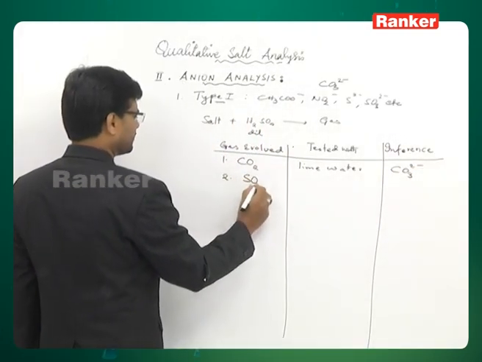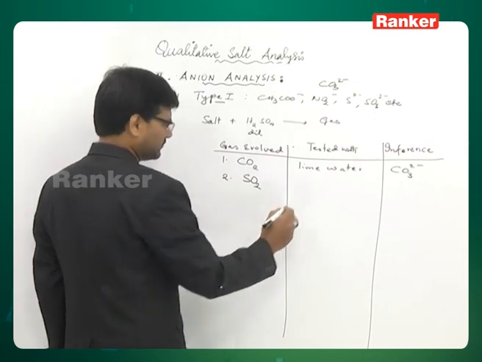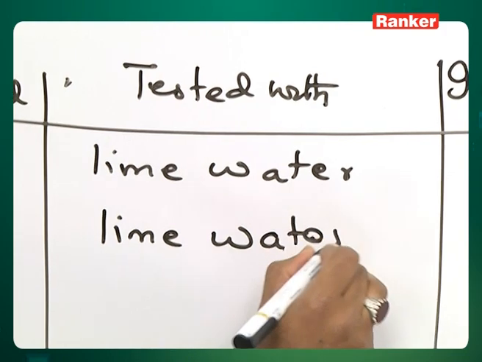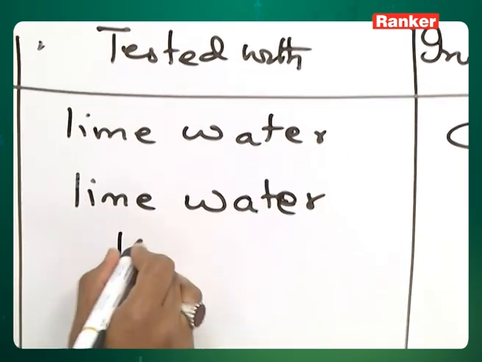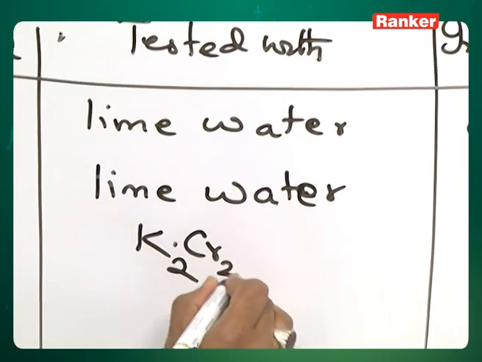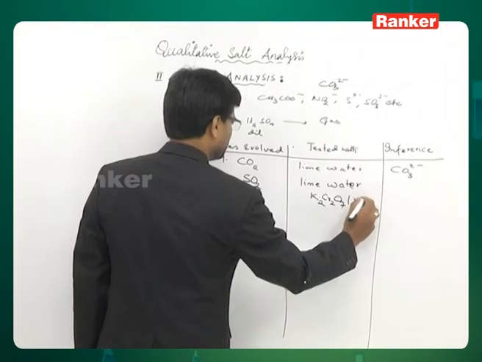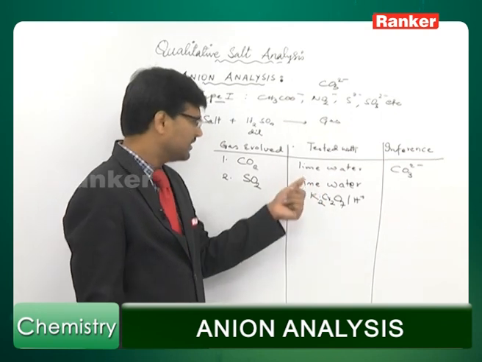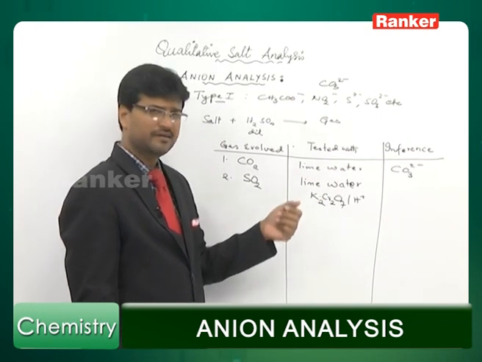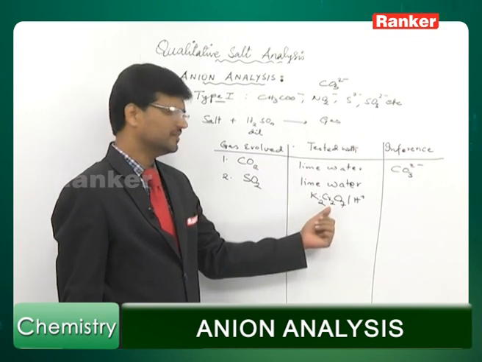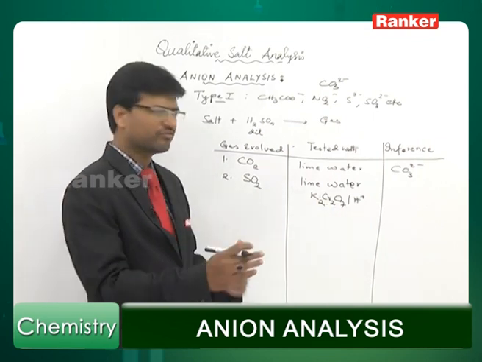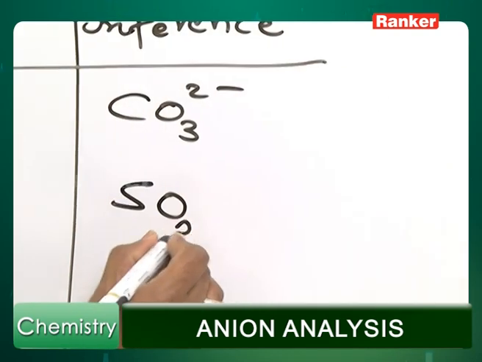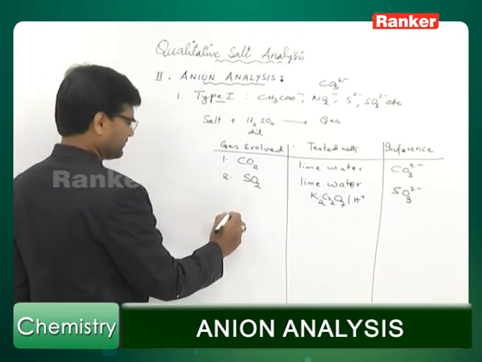If the gas evolved is SO2, this is also tested with lime water and acidified dichromate. It turns acidified dichromate green, carbon dioxide cannot turn. Both will turn lime water milky, but then SO2 changes acidified dichromate from orange to green, but this cannot be done by carbon dioxide. That is the difference. Now, you get SO3 2 minus.